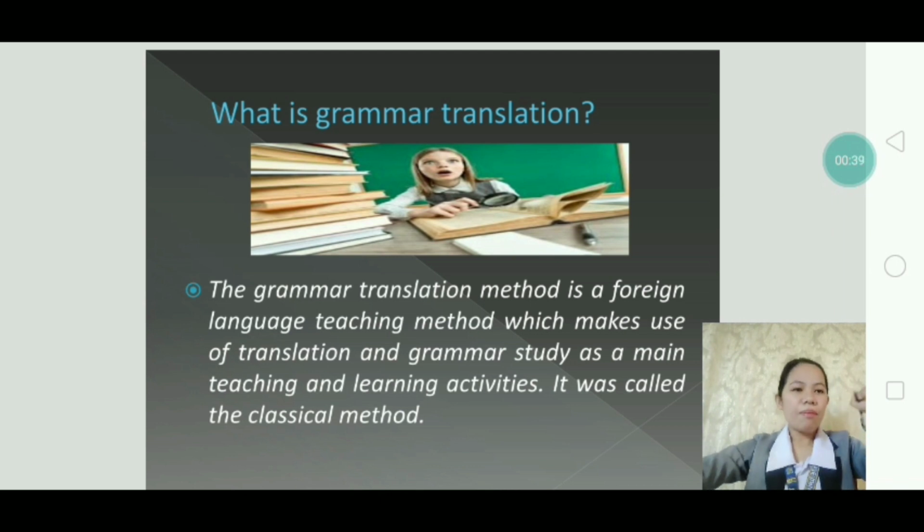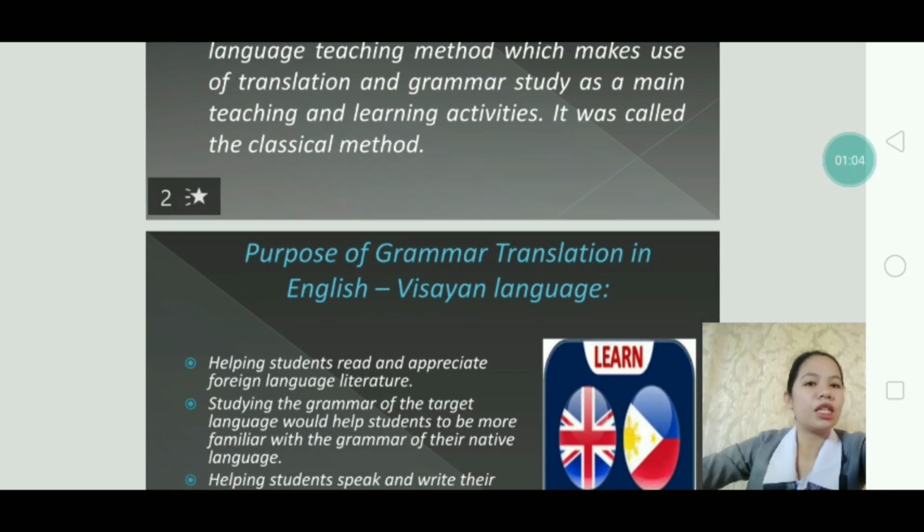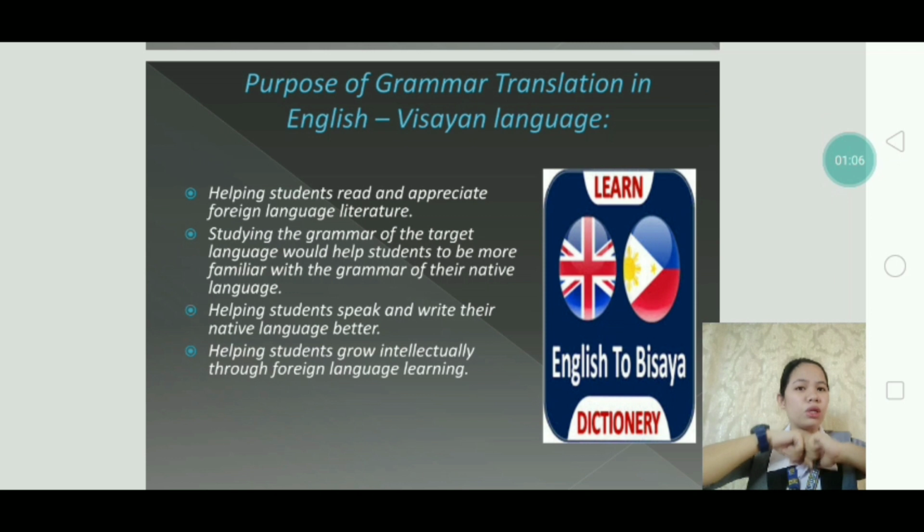Now, there are many methodologies we will be tackling for the further discussion for this class, but the first one is grammar translation. And take note that grammar translation was called the classical method. Why is it called the classical method? Because it was used for a very long time. Now, let's proceed. What is the purpose of grammar translation in English Visayan language? This is the main topic we'll be discussing for the following slides, okay?